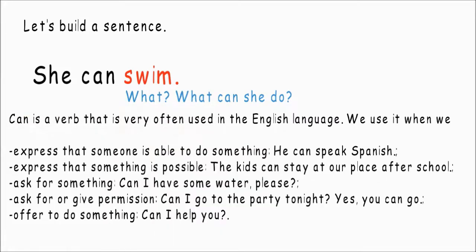Can is a verb that is very often used in the English language. We use it when we express that someone is able to do something. He can speak Spanish. Express that something is possible. The kids can stay at our place after school. Ask for something. Can I have some water, please? Ask for or give permission. Can I go to that party tonight? Yes, you can go. Offer to do something. Can I help you?